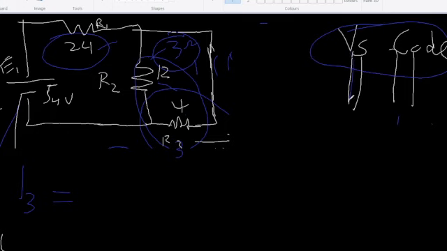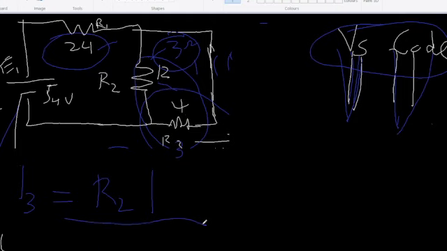So VS is for the voltage variable, where the subscripts are the same, and for the current variable, this D means the subscripts are different. So I3 is going to be equal to R2 over R1 plus R2, times the total I. That's what I meant by subscripts are different. Like in voltage, this would have been R3, then V and so on.